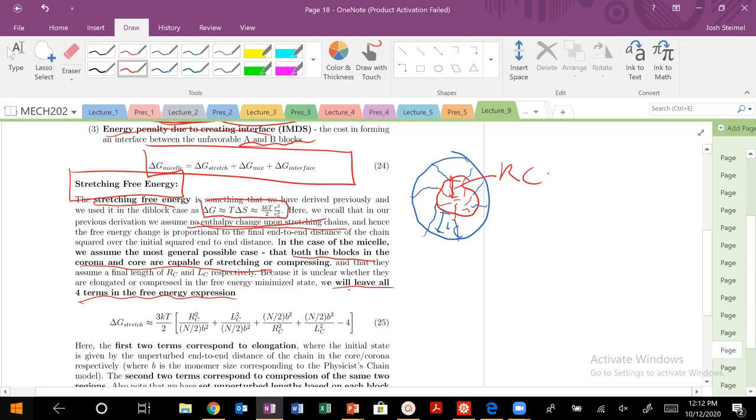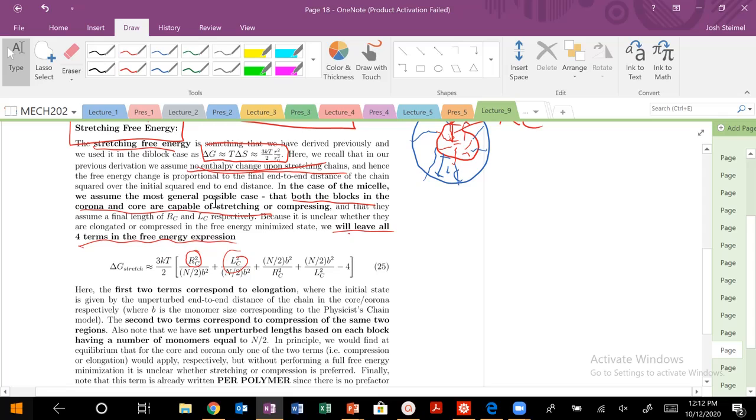So let's look at the terms here. So this is the radius of our core divided by our free energy term here, and here, and here, and here, and here. So this tells us some really interesting values in our expression here. So our first two terms correspond to elongation. So we're looking at how our free energy is going to change if our polymer is stretched.